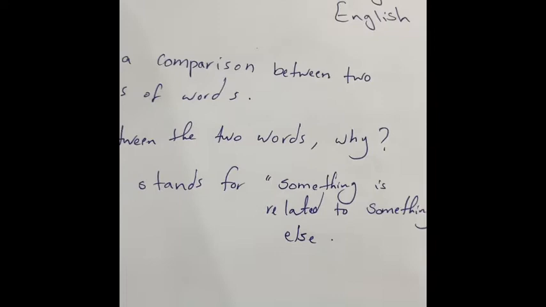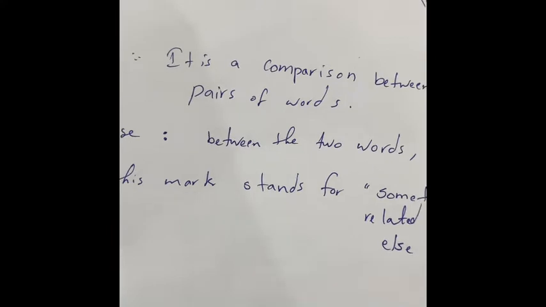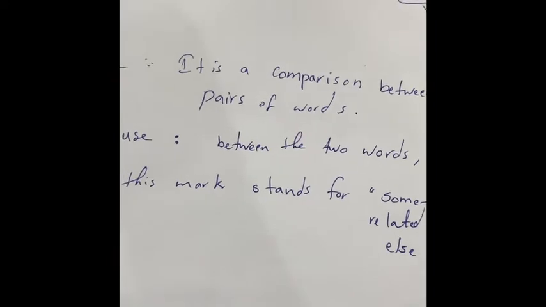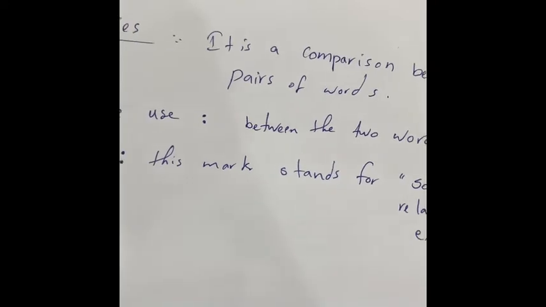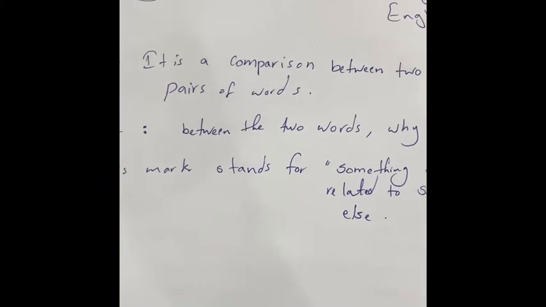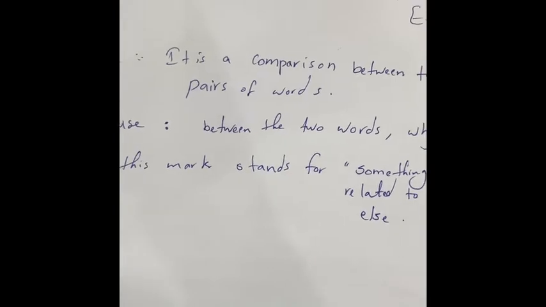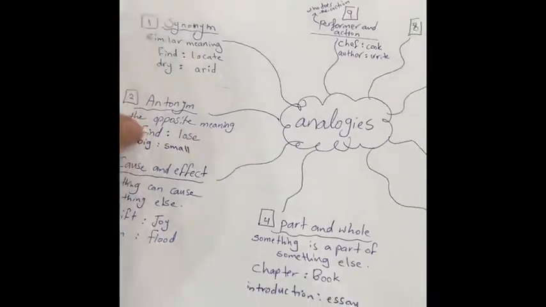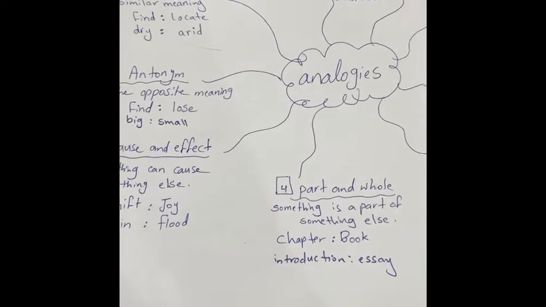It's a comparison between two pairs of words. So if we want to compare any words, we use the word analogy. We call it analogy. So analogy means to compare two words. For comparing, we use two dots between these two words. This mark stands for something which is related to something else. We will explain this later after explaining the kinds. We have 12 kinds of analogies.